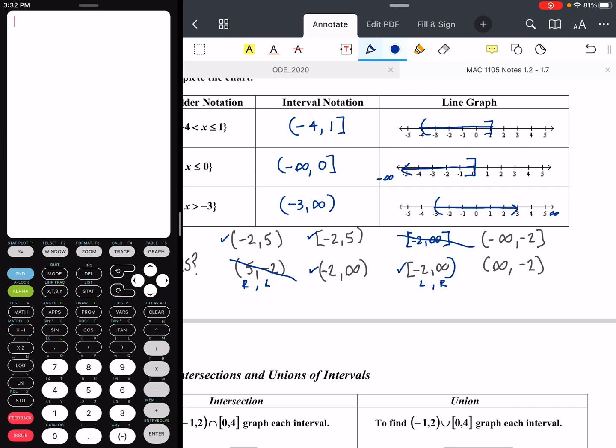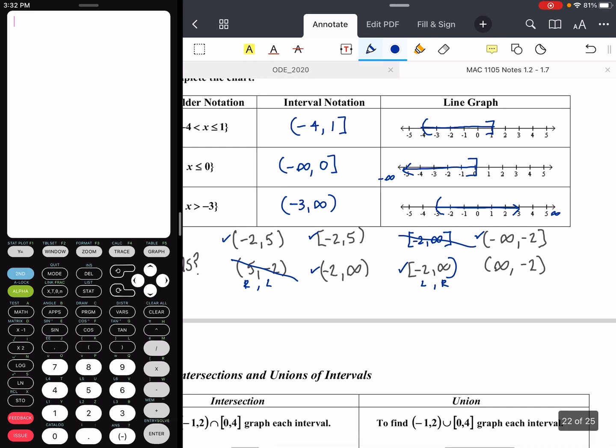Over here, negative infinity up to -2, that looks fine. But down here, this one cannot work. Infinity is never going to be on the left of an interval, so we can't have infinity up to -2. We could have negative infinity up to -2, but not infinity, comma, -2.